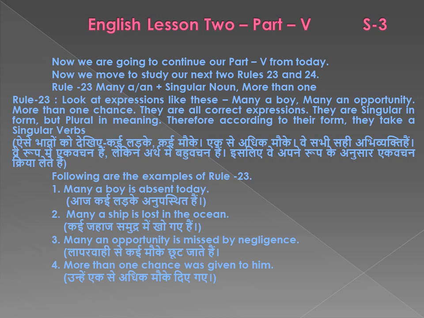Following are the examples of Rule 23. Example number 1, many a boy is absent today. Many a ship is lost in the ocean. Many an opportunity is missed by negligence. More than one chance was given to him. So these are the examples of Rule 23. So friends, try to read this Rule 23 once, twice, thrice to understand it better and apply the principles said in this rule as per your understanding and knowledge. So we move to our next slide, slide number 4.